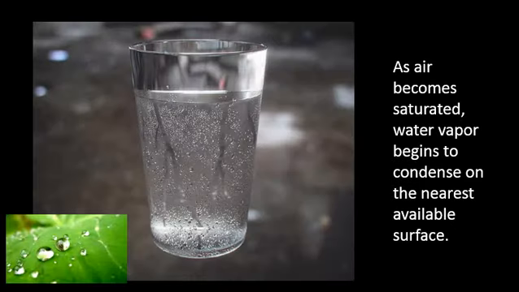All right. So, as air becomes saturated, water vapor begins to condense on the nearest surface available. The water vapor is in the air. The temperature comes down, right, to the dew point. And then dew forms. It's pretty much the air around this glass that has come to its dew point, not air far, far away from this. So it's not like an atmospheric thing. It's more of a localized thing in this case.